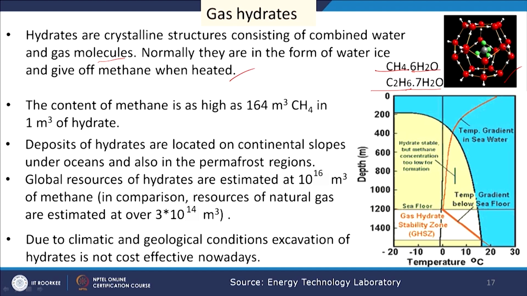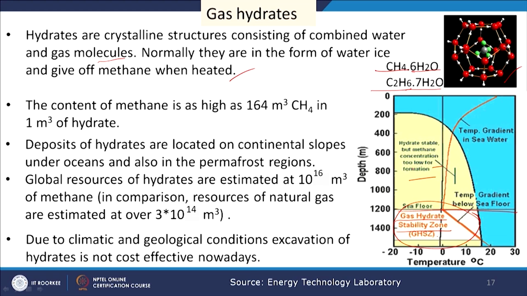Shooting is required. This figure shows our sea floor. Below the sea floor, we get the gas hydrate stability zone. Above it we can also get some hydrate, but although this hydrate is stable, the methane concentration is too low for formation. So methane concentration is very low there. This part is very useful, so the methane gas hydrates available here can be extracted.